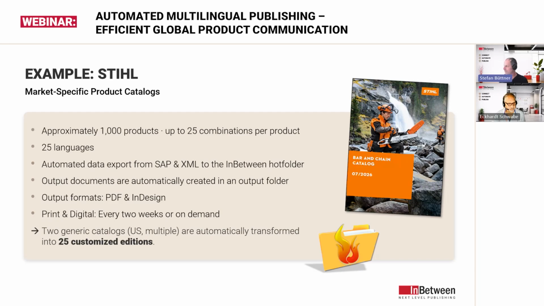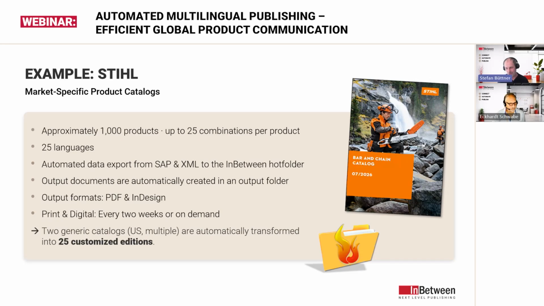So the situation before was they only had 2 catalogs for the bar and chain. They had a US version, and then for multiple countries, they had a catalog. And of course, for the countries, it was always confusing for the customers because there were so many notes and things that were not 100% clear, because the possibilities to connect a bar from a chainsaw with a chain can differ very much in different countries.